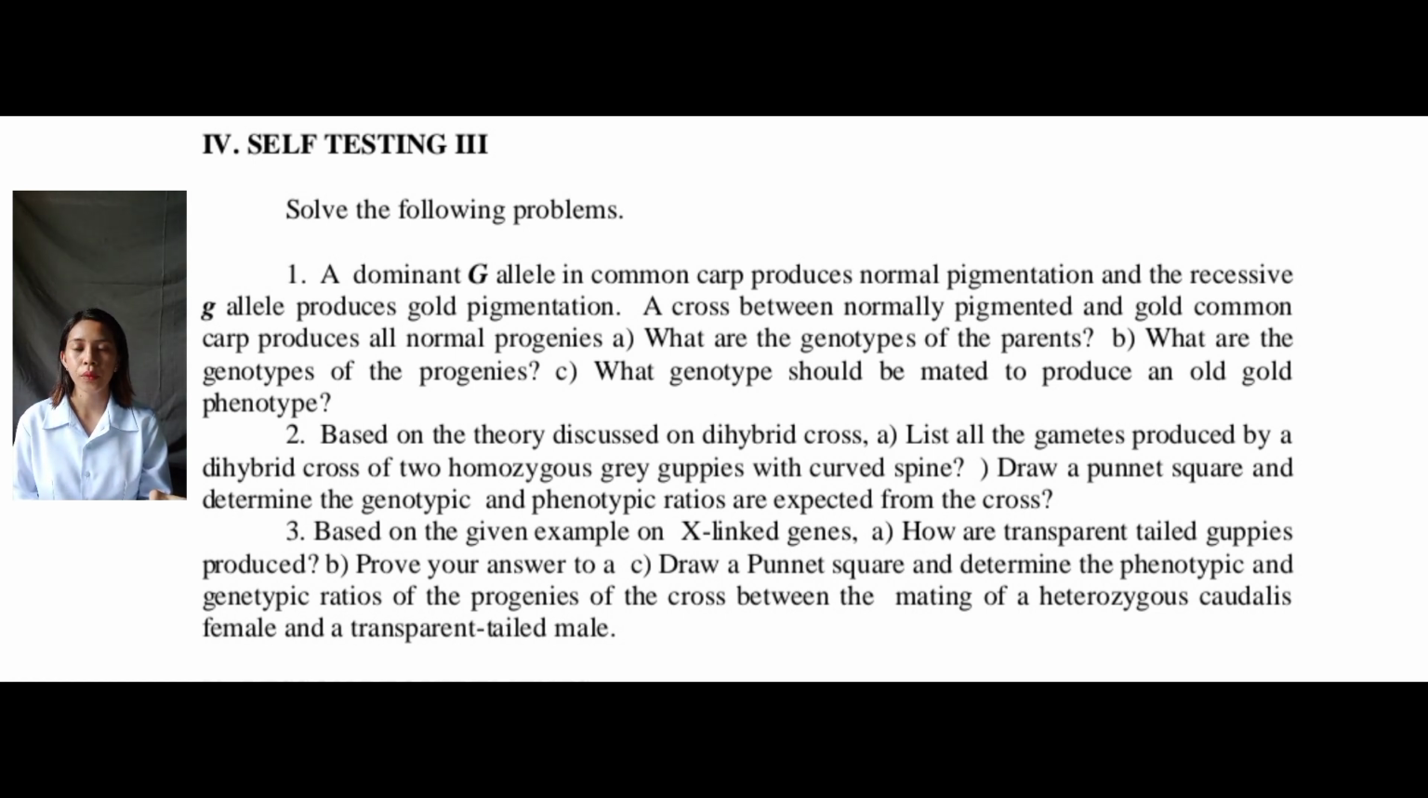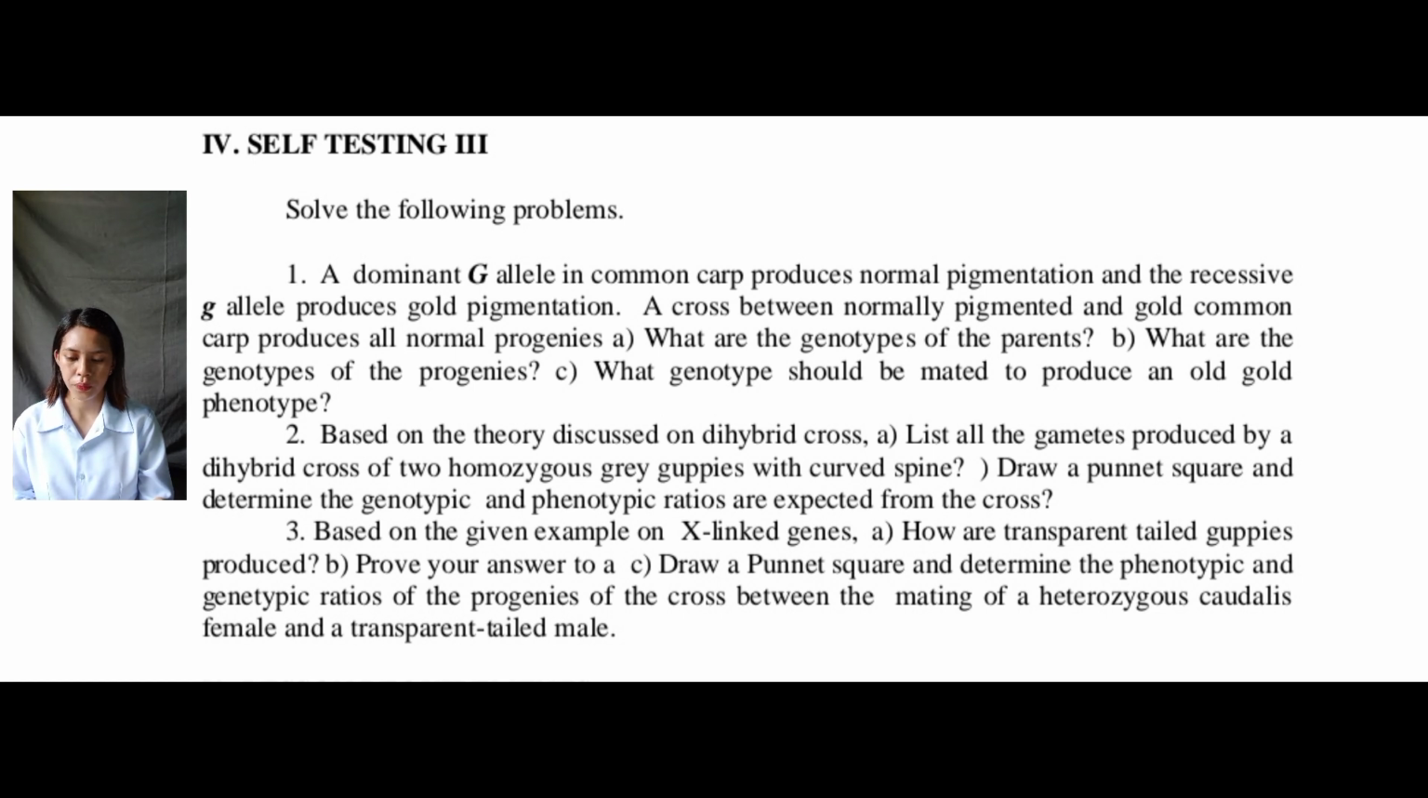Question number 2. Based on the theory discussed on the hybrid cross, all the gametes produced by a hybrid cross of two homozygous gray guppies with curved spine. Letter A. The gray guppies with a curved spine will be produced in 16:0 ratios. And letter B.